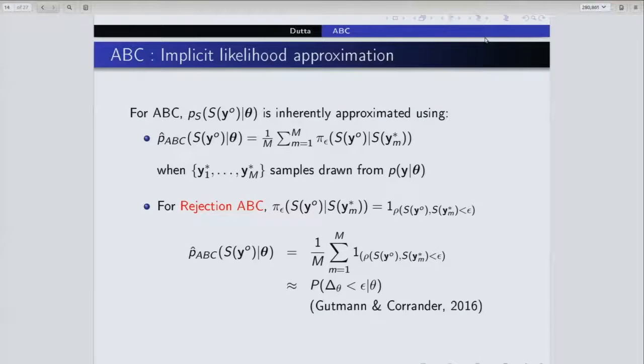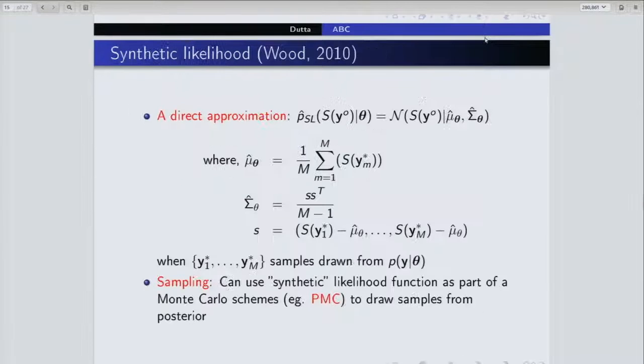And ABC does that inside the box. It's the black box we have as ABC. It does it implicitly, not explicitly. It has an implicit nonlinear approximation. So in this paper, my collaborators Gutmann and Corander showed that it's a decent approximation, and this gives the probability that the distance is less than epsilon given theta. If you are interested in how ABC works for this approximation, you can look into these works.